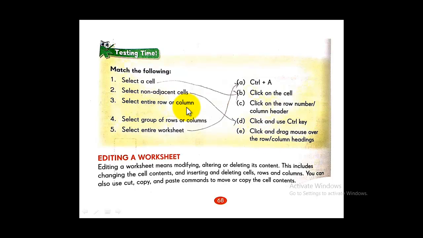Then select entire row or entire column. When you select an entire row or entire column, click on the row number or the column header. Then select a group of rows or columns: click and drag the mouse over the row and column headings.